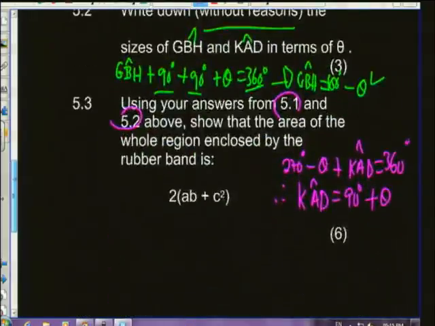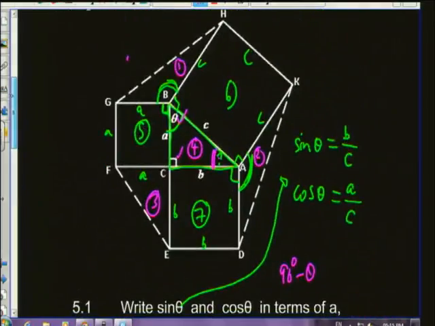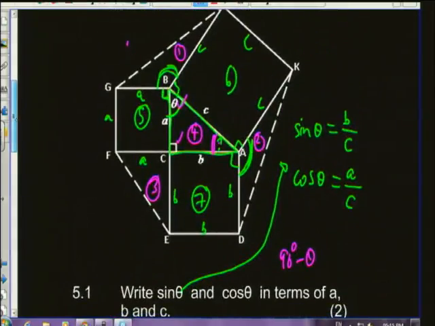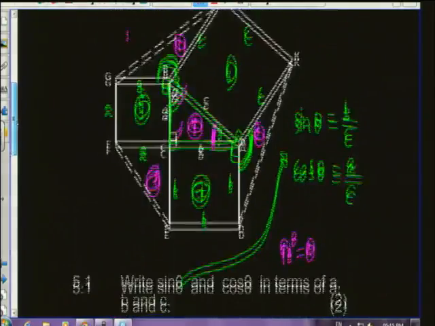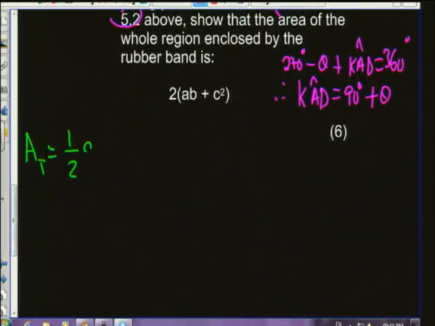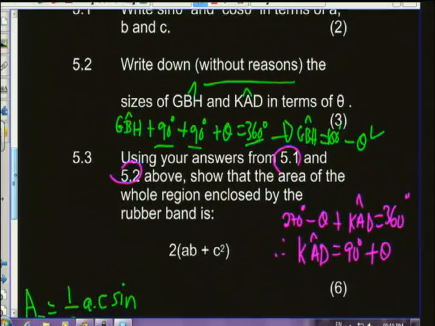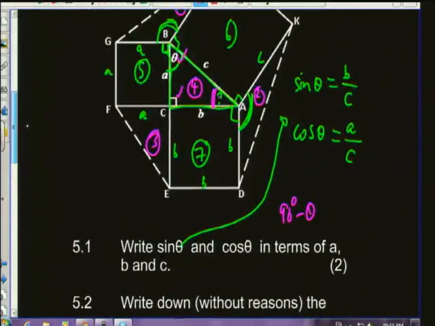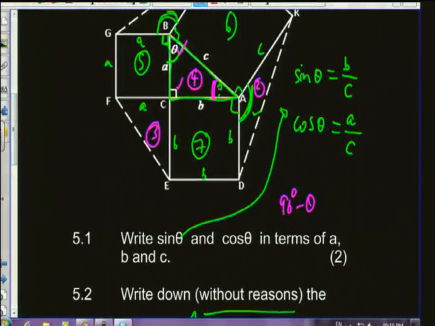Okay. Now, let's look at the first area. Area number 1, which is triangle 1. So the total area covered will be equal to half A times C sine of the included angle, which is 180 degrees minus theta, plus triangle number 2.